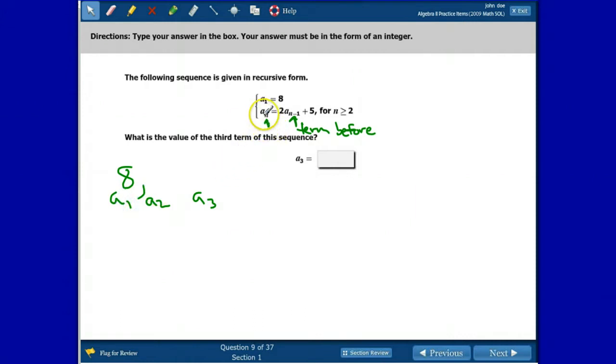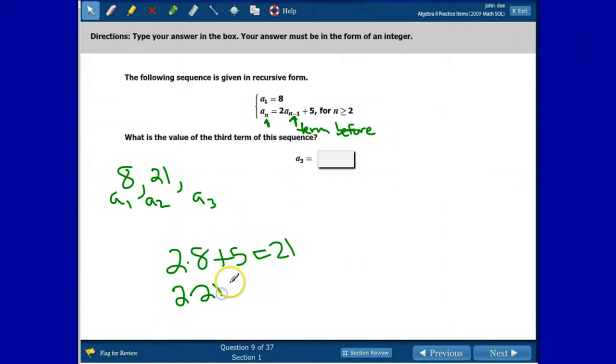Alright, if I'm looking for a2, this is a2. If that's a2, then this is a1. So right here, all it's saying is 2 times a1. Well, 2 times a1, which is 8, plus 5. I get 21. That's the second term. Okay, the third term says, hey, to find the third term, take 2 times the second term plus 5. So I'll do 2 times 21 plus 5. That's 47. So 47 is what you write in here, and that's all you're doing.